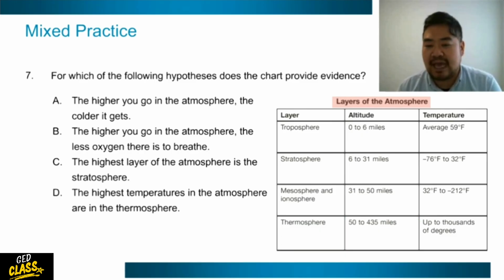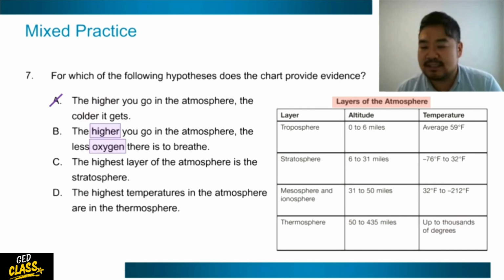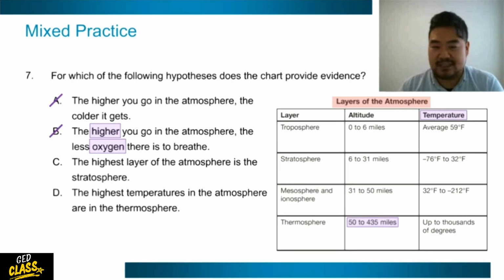So is that true that the higher you go up in the atmosphere, the colder it gets? Not the whole time, because once you get to the thermosphere, it gets much, much, much hotter. We can eliminate answer choice A. Now, choice B says the higher you go in the atmosphere, the less oxygen there is to breathe. Be careful. What does choice B mention that's never talked about? It's that word oxygen. We're never measuring how much oxygen there is to breathe, so we can eliminate choice B.